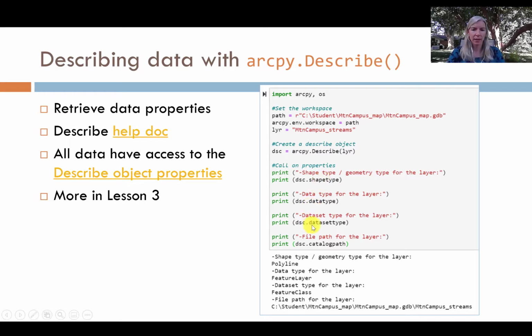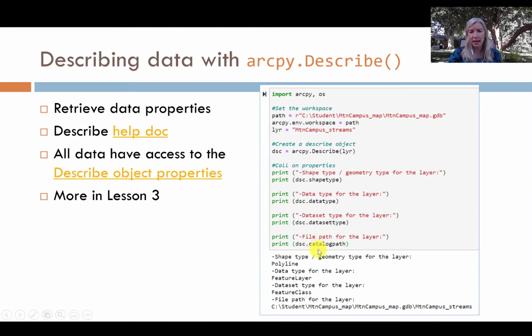DSC.dataType down here, DSC.datasetType. So these are different ways to get information about the layer, which are typically used to either report information back to the user or to use in an if statement to only run a workflow if the data is the right type. So only run the clip tool if the clip layer is a polygon, otherwise it would throw an error. Only do my buffer if the coordinate system is projected. So you can ask all these questions of the data properties and then control how your script will run.